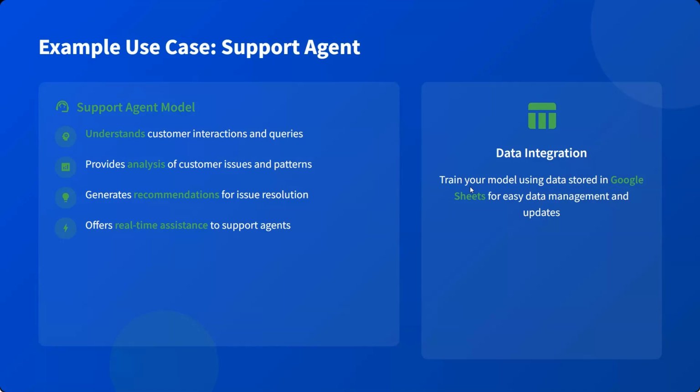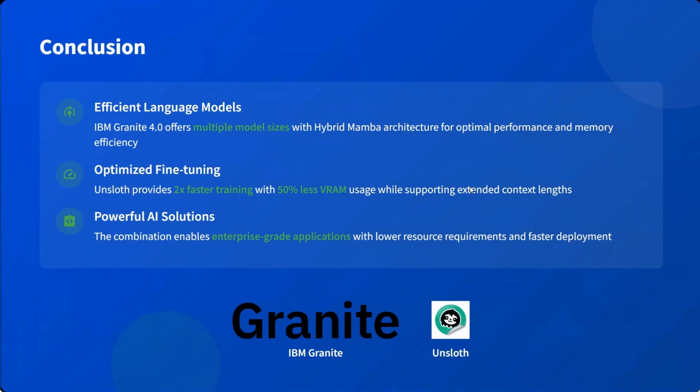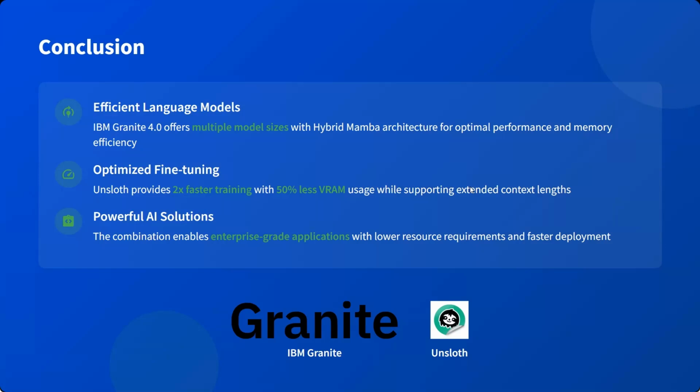So let's see how to get 2x faster training, 50x lesser VRAM usage, and how I'm going to handle super long contextual handling. Let me walk you through how we're going to build an enterprise-grade customer agent with the help of Granite 4.0 and Unsloth.